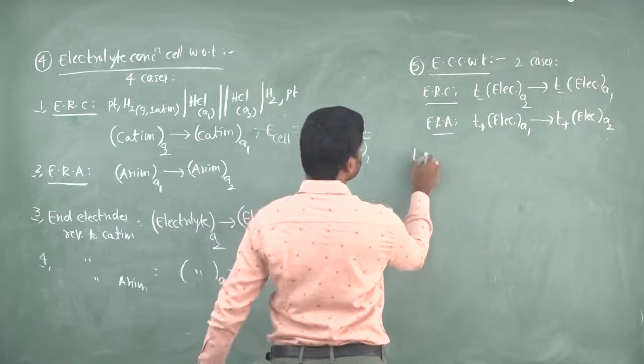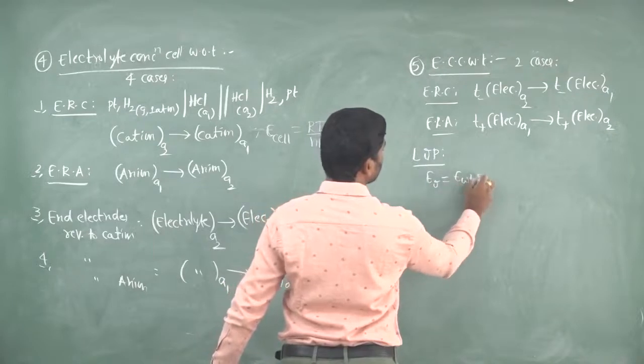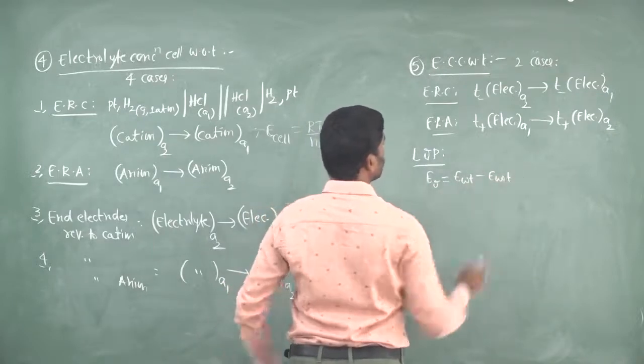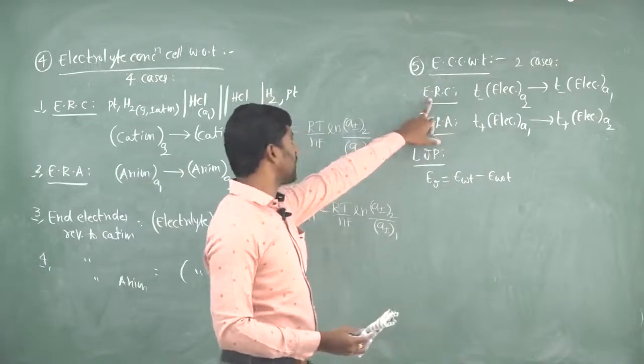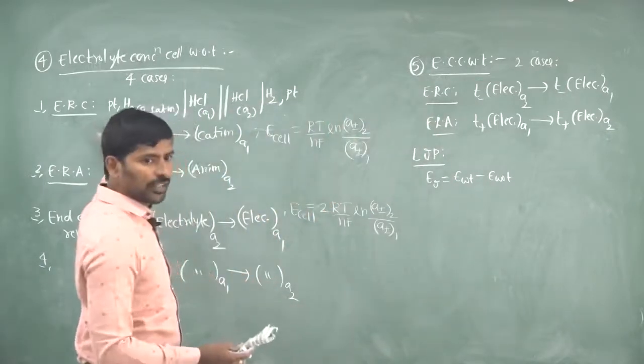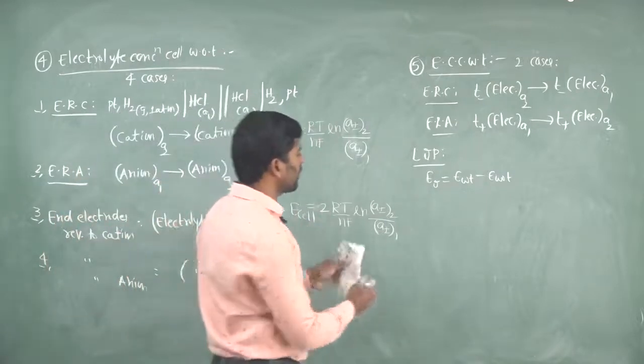Next one, liquid junction potential. Liquid junction potential means Ej is equal to E with transference minus E without transference. Here we get E with transference, here we get E without transference. If you subtract, we will get the liquid junction potential expression. So what is the expression?